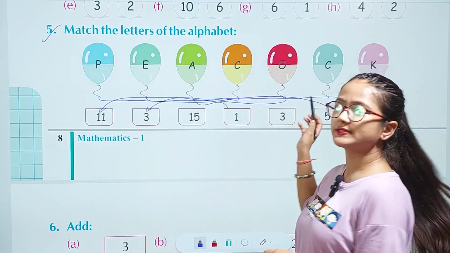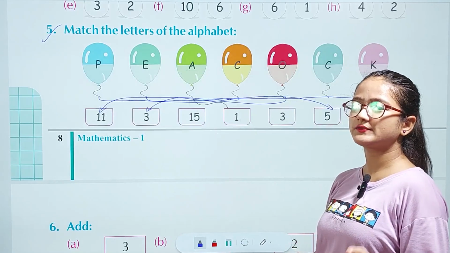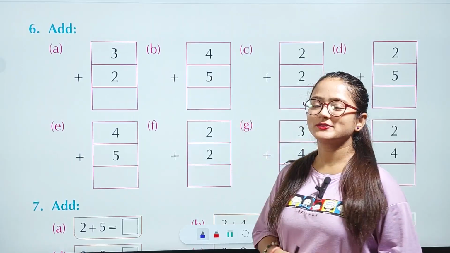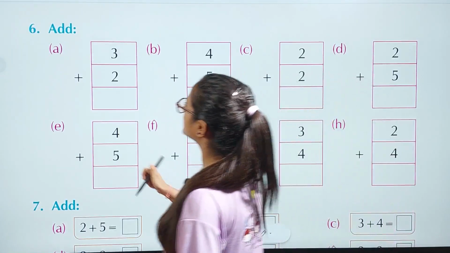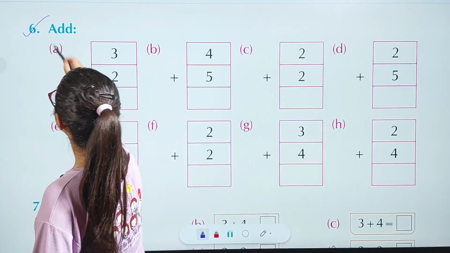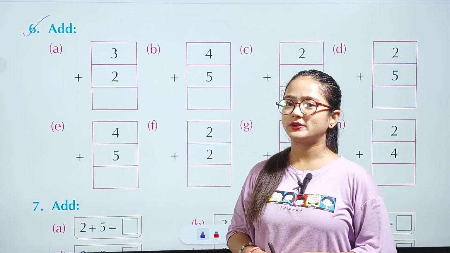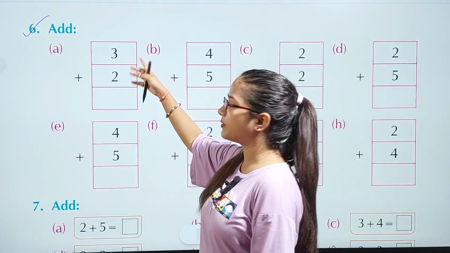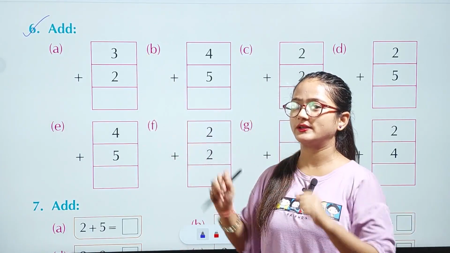And next is C again. So C you have to match with 3 only because it comes in the 3rd position. So now the next question is question number 6, add. So what you have to do in this, as you can see, this addition is in the form of vertical, not in the horizontal.